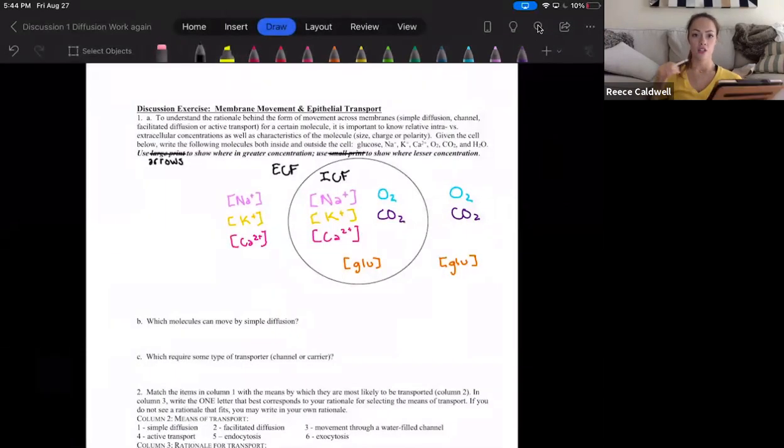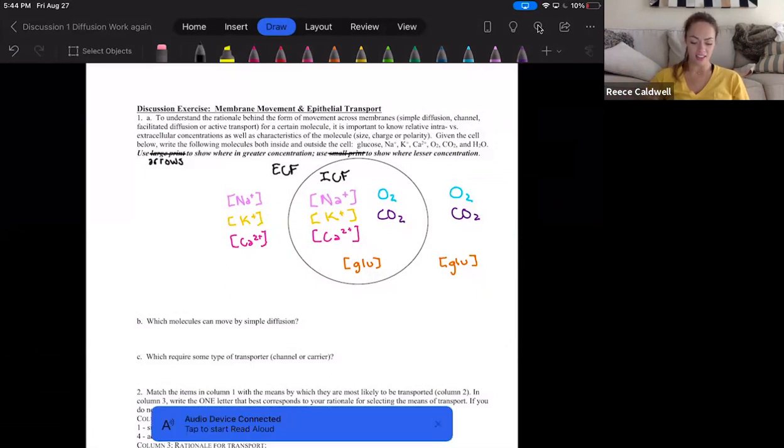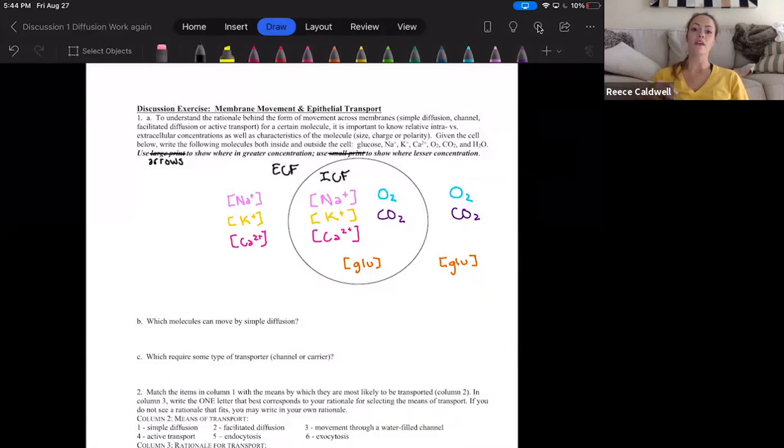All right, awesome. So this is discussion exercise number 1. Looking at question number 1A, what we're going to be doing is looking at the different ratios of the concentrations of different molecules inside and outside of the cell. So whether they're in the extracellular fluid or the intracellular fluid. In this example, we can say that this is a muscle cell because it is not specified. If it's not specified, we can say it is any type of cell that we want it to be.